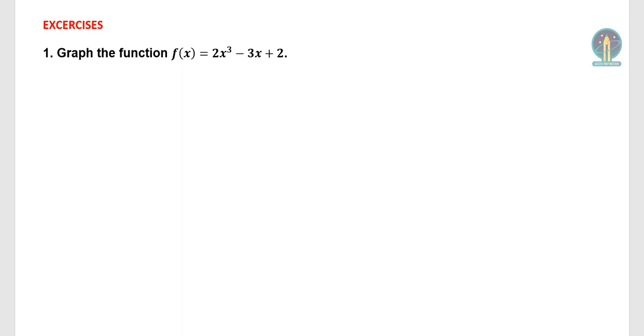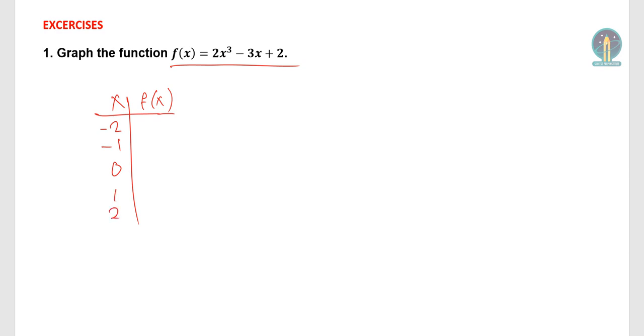Okay, we need to graph this function, f of x equals 2x cubed minus 3x plus 2. So first, we can create our trusty little table of points. And we can pretty much start from maybe minus 2, should be fine. But again, it's trial and error. If we need more values, we can just add them.